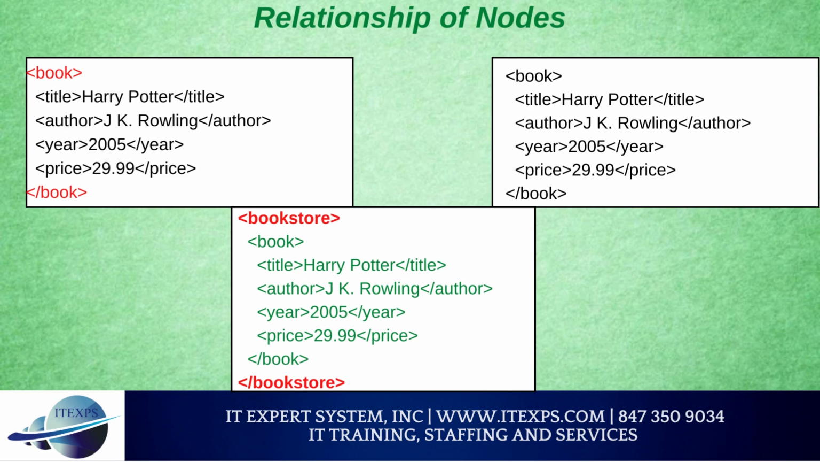Ancestors. A node's parent, parent's parent, and so on. In the following example, the ancestors of the title element are the book element and the bookstore element.